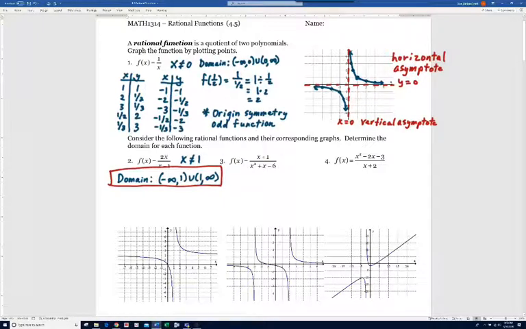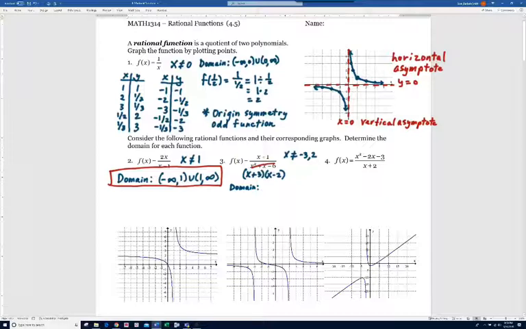Let's look at number 3. First thing we'd want to do here is factor our denominator, and however you do that, you should be able to factor a trinomial. In this case, you get x plus 3 over x minus 2. And so we can see that our restricted values: if x is negative 3, we have a problem. Same thing with 2. Those would make our denominator 0. So that means our domain is going to be everything except for negative 3 and 2.